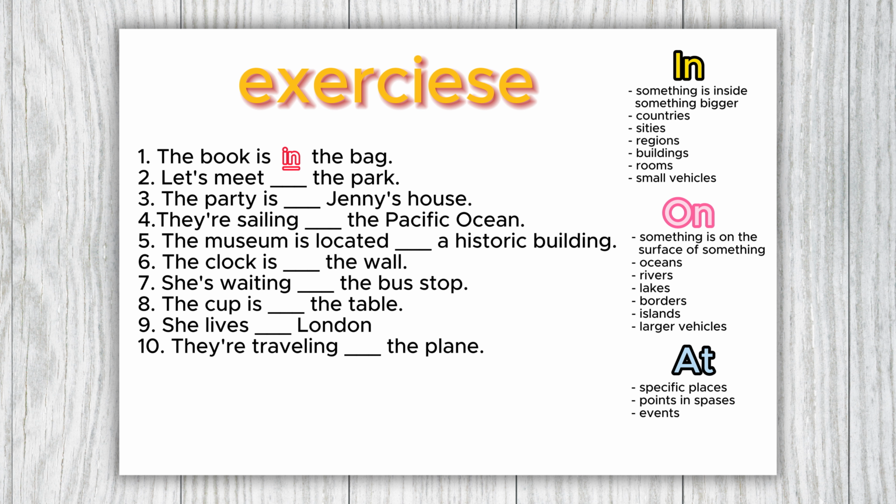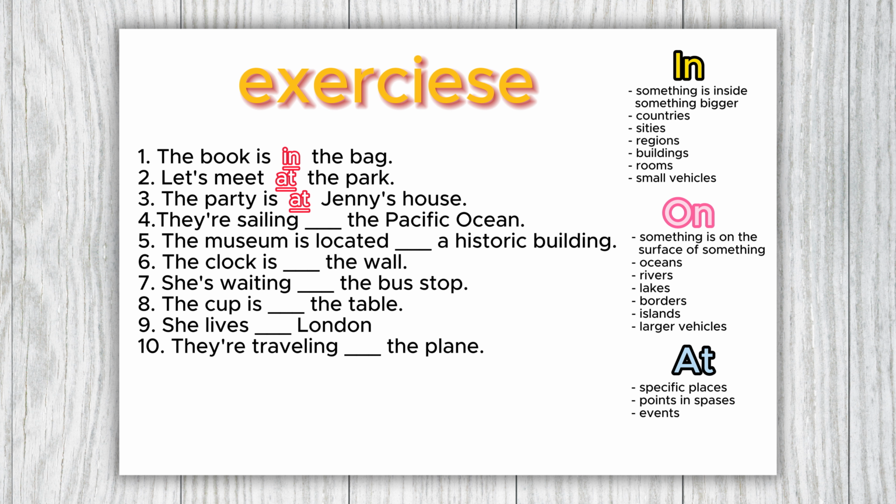Second, let's meet blank the park. Park is a specific place, so we use at. Let's meet at the park. Third, the party is blank Jenny's house. Jenny's house is a specific place, so we use at. The party is at Jenny's house.